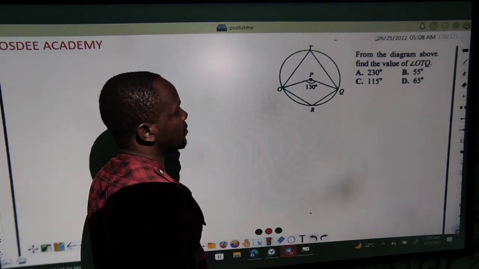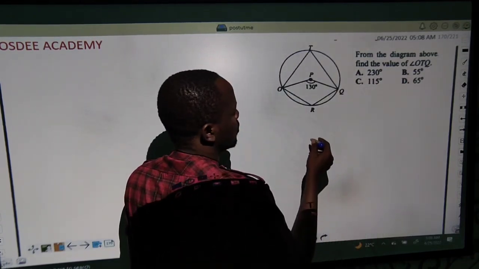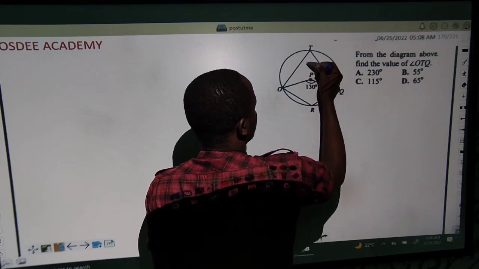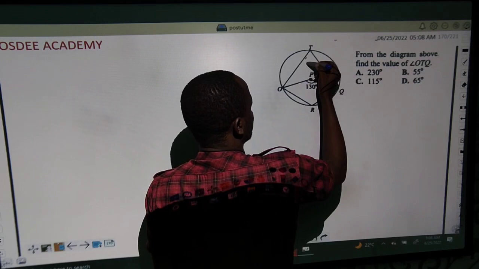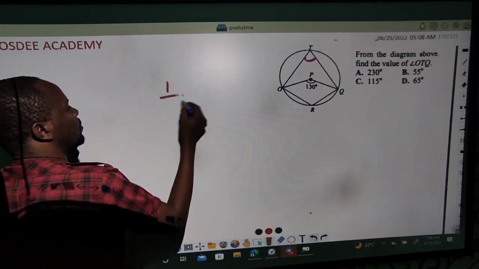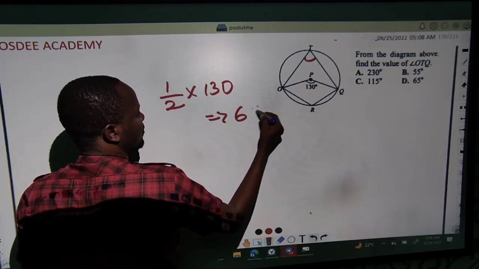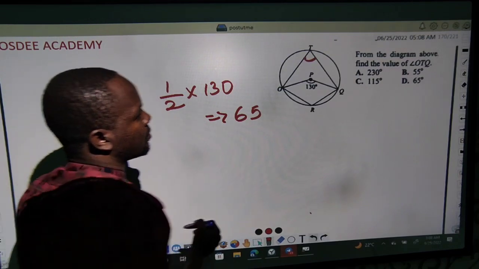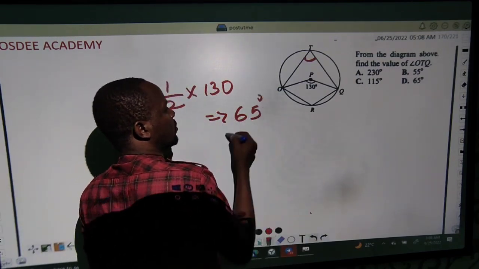I think this is more direct. From the diagram above, find the value of the measure of angle OTQ. OTQ is an angle at the circumference. The angle at the center is 130, so the angle at the circumference will be half of that. The direct solution is just 1 by 2 times 130. Nothing to solve but 65. Are we not told that O should be the center of the circle? So nothing to solve.